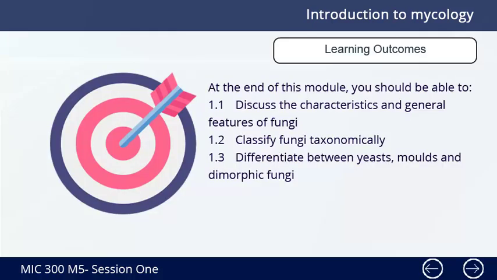Learning outcome for study session 1. At the end of this module, you should be able to, number 1, discuss the characteristics and general features of fungi. Number 2, classify fungi taxonomically. Number 3, differentiate between yeast, molds, and dimorphic fungi.